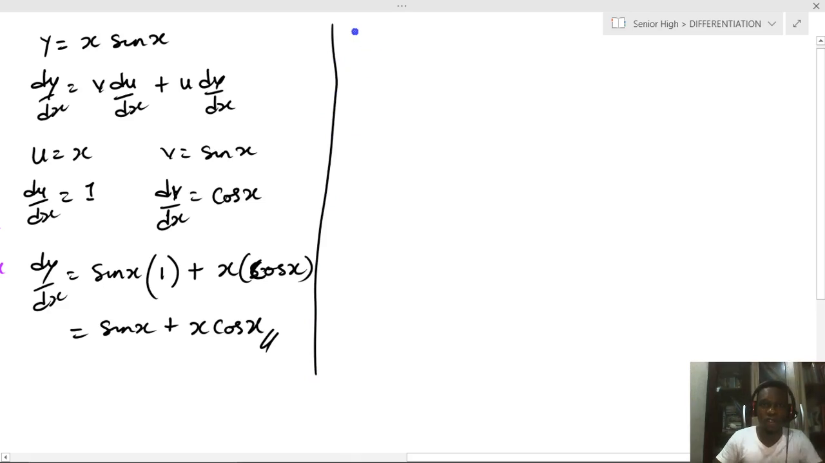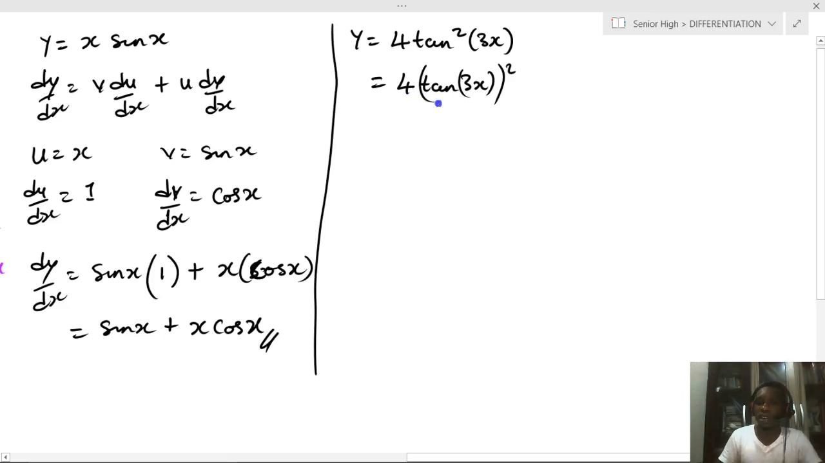This one is actually interesting. We have 4 tan square 3x. Now, before you attempt to differentiate a trigonometric value that has a square inside it, first take out the square, or take out the power, outside. So therefore, this will be actually 4 tan 3x, and then you put the power outside. It will aid you in your solving, and this is for y.